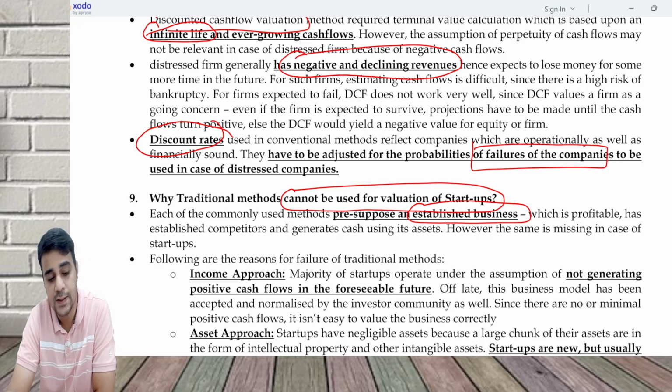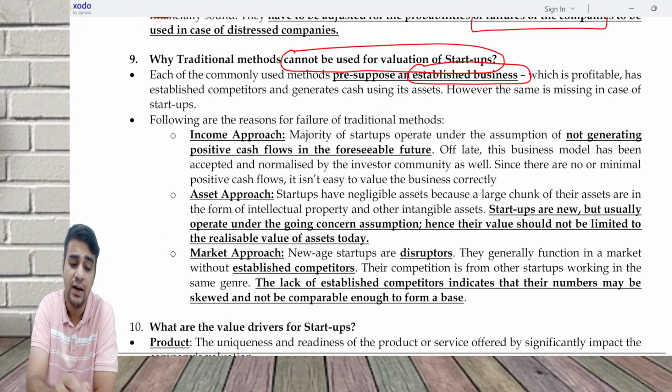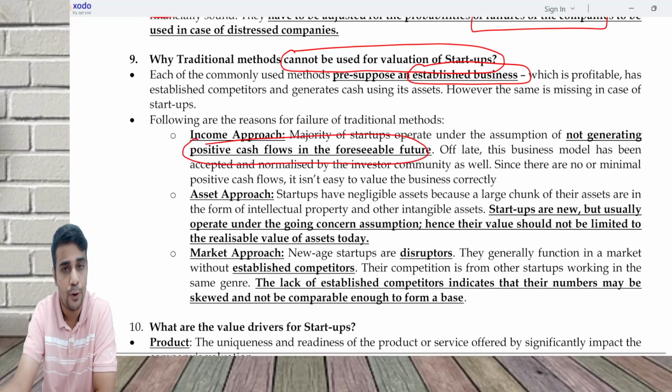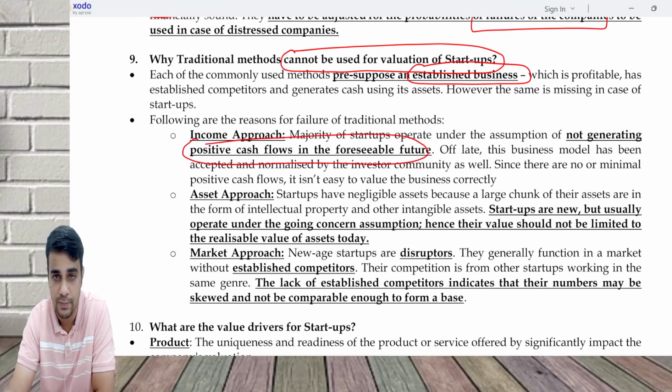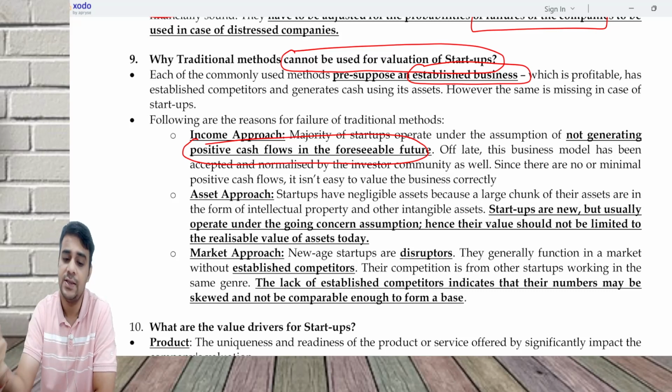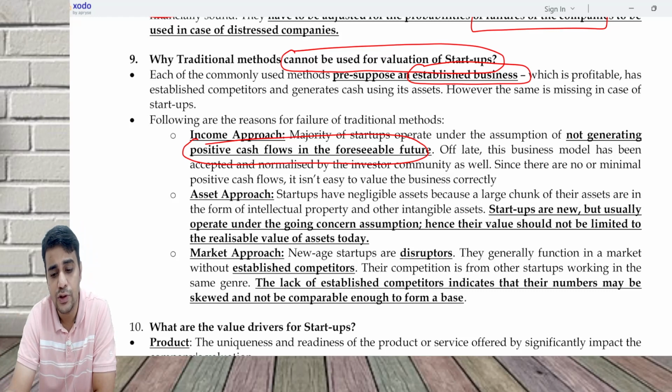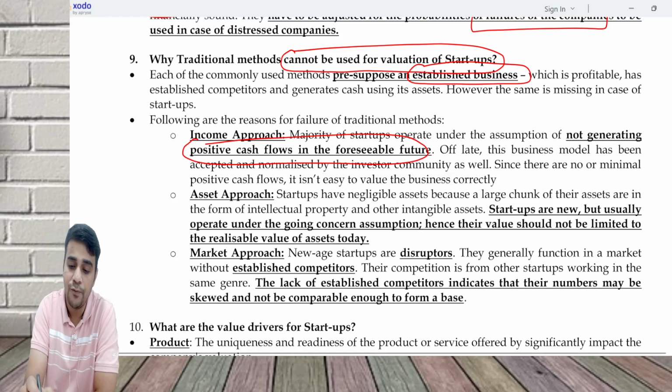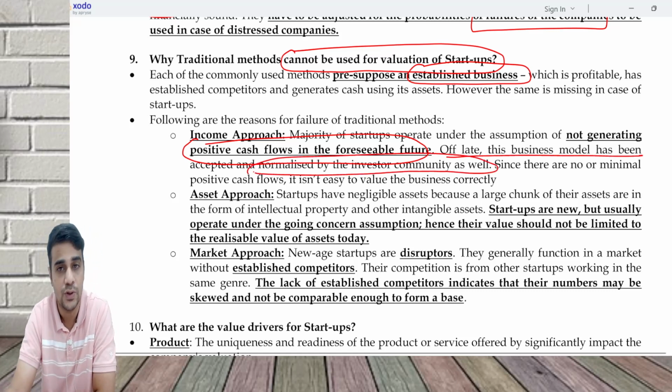But for a startup, the income approach will not help, because under the income approach, I need the company to generate profits or cash flow. Here, they are not going to generate profits or cash flow. Income approach and cash flow approach can be used as proxy. Many times I explain them interchangeably, but I cannot use them here because most startups are okay with losses. Of late, this business model has been accepted and normalized by the investor community. Most of them are okay with startups making losses.